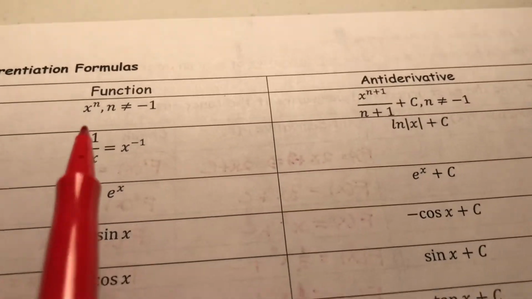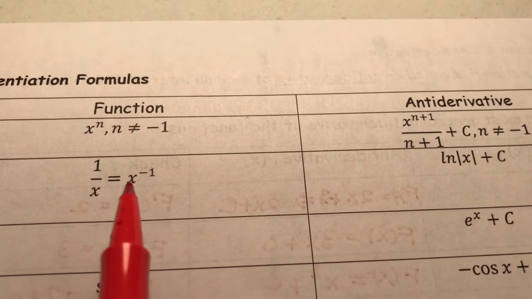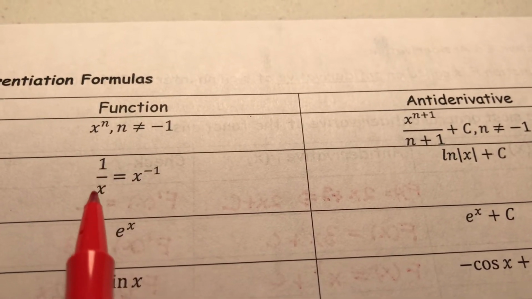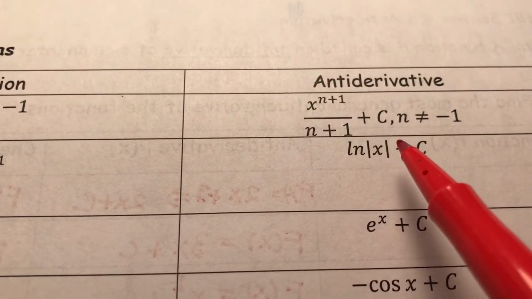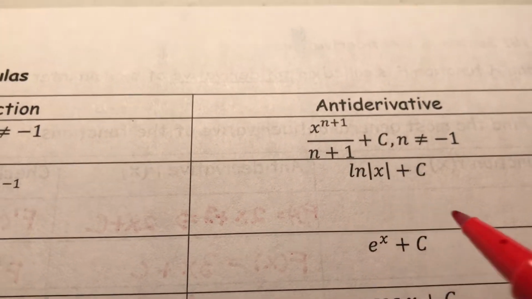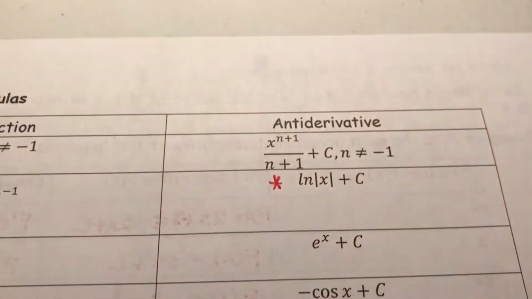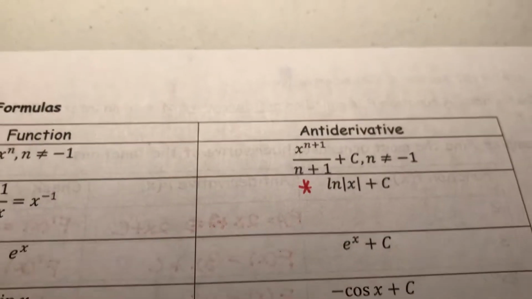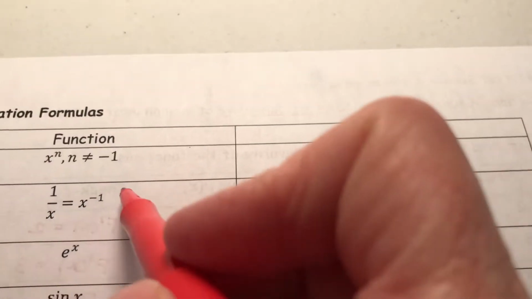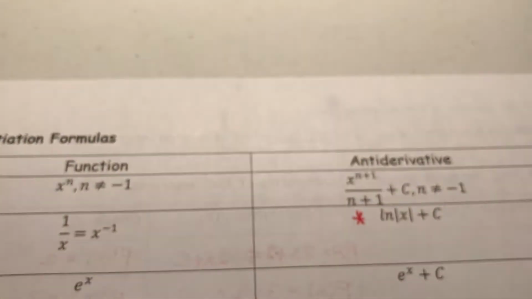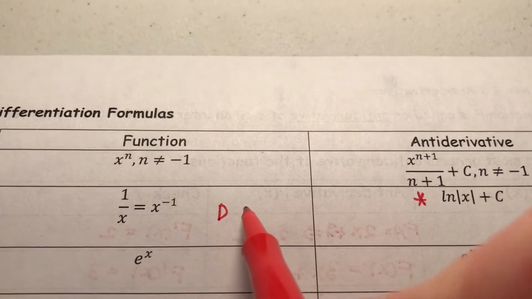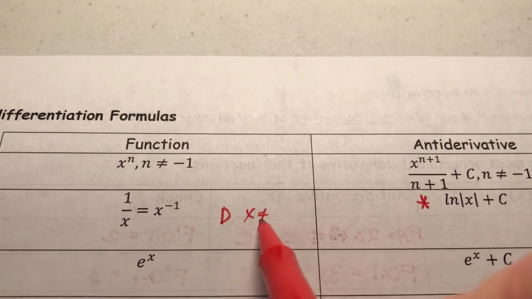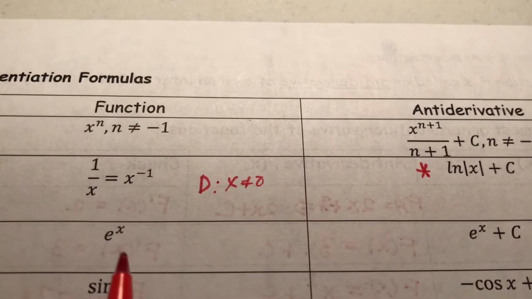So what happens when n is -1? X to the -1, which is 1 over x, and the antiderivative of that is ln of the absolute value of x plus c. So we always put this absolute value in, and that has to do with domain. The domain of this is all real numbers except 0. It's everything but 0.